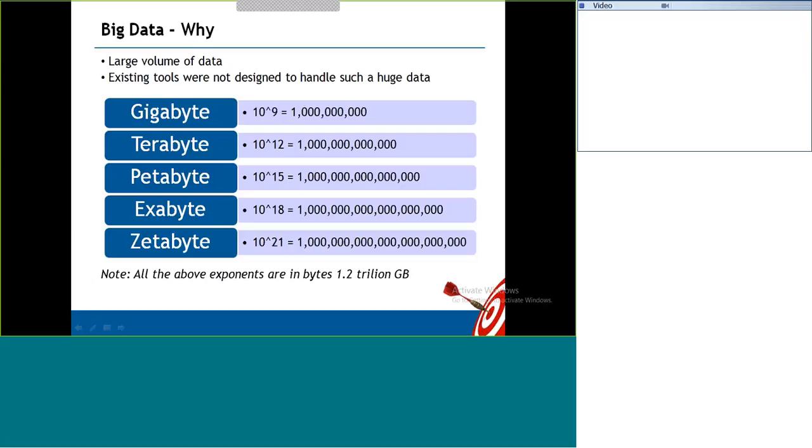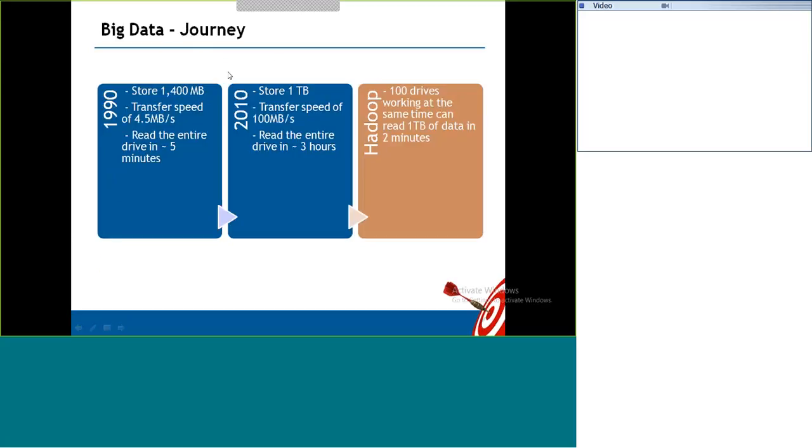So these are the measurements. Now, the big data journey. Why did we have to invent this distributed architecture technology? How is data growing exponentially? In 1990 they used to store 1400 MB of data per person on average, total data generated from different sources divided by the number of persons. Then coming to 2010, it is 1 terabyte. So the storage capabilities of people have increased.